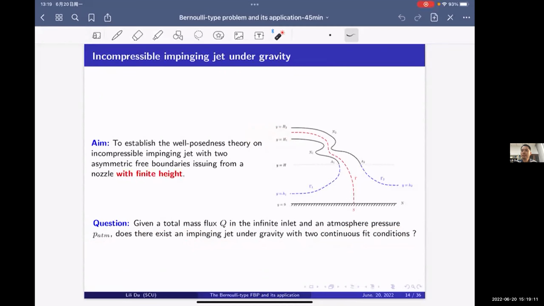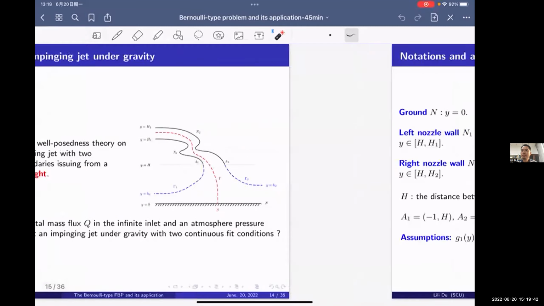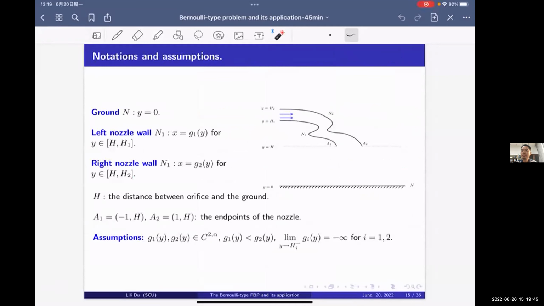The difference between the Caffarelli problem and our problem is that the inlet of the nozzle has infinite height in their problem, however, the nozzle has finite height in our problem. We want to establish the well-posedness theorem for the impinging jet problem with the finite height. Next, we will introduce the notations and assumptions on the nozzle.